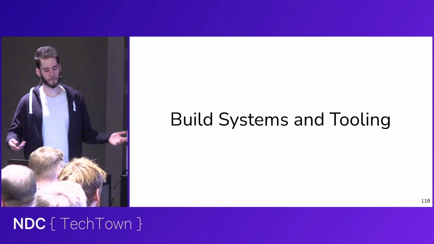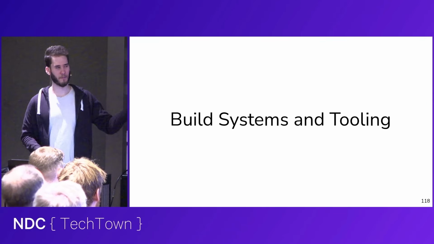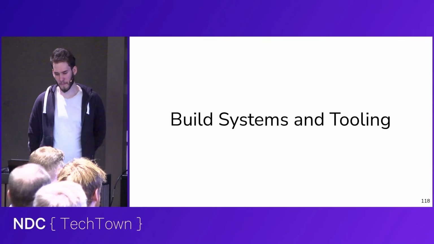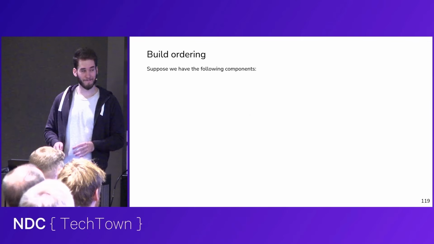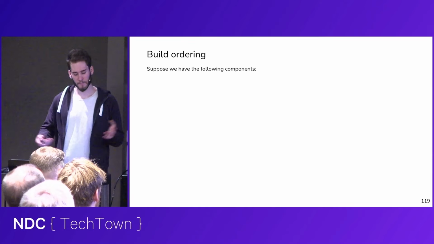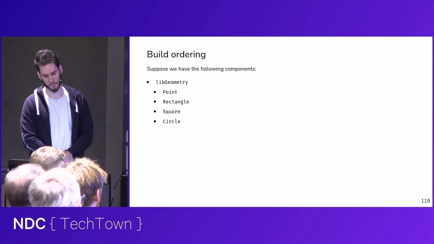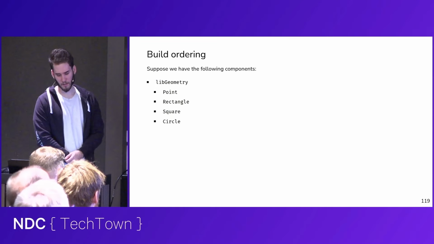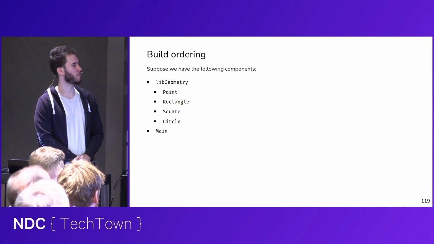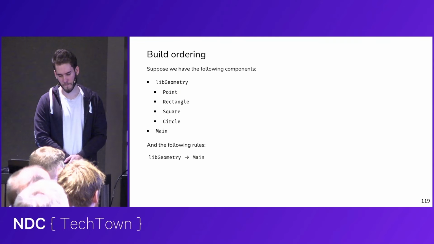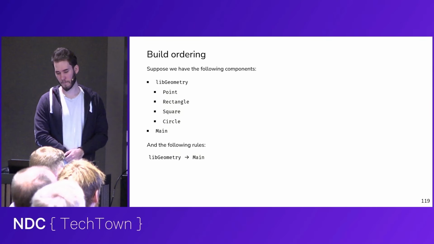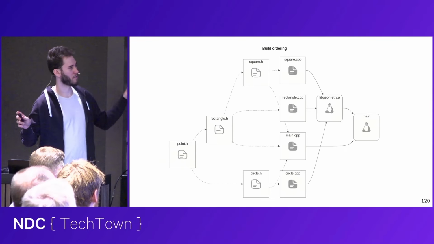But what's the state of build systems and tooling? I don't think that anyone here is compiling their C++ by hand every time, so what can we do here? And the biggest problem is that now we need build ordering. And that's something that didn't exist before. So let's take a look at something like this. If we have a libgeometry that has a point, a rectangle, a square, and a circle, and then your main source file, and you have a rule that main utilizes this libgeometry, you get a compilation graph that looks like this.